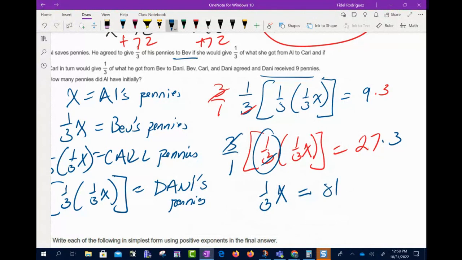81. Okay, and then you might say, well, how am I going to get rid of this 1/3? Well, look, I'm going to have to do that a third time so that those 3's cancel.